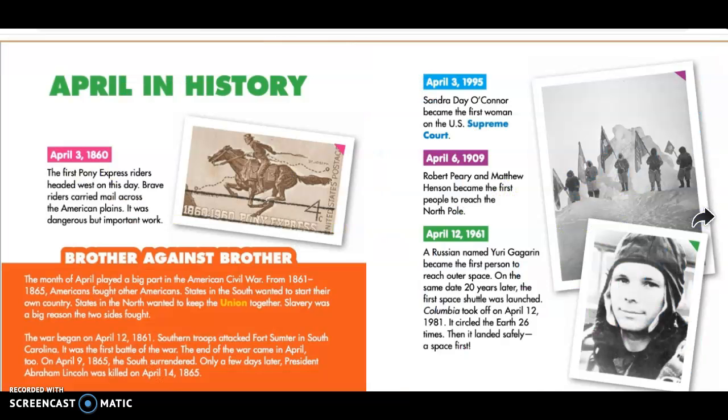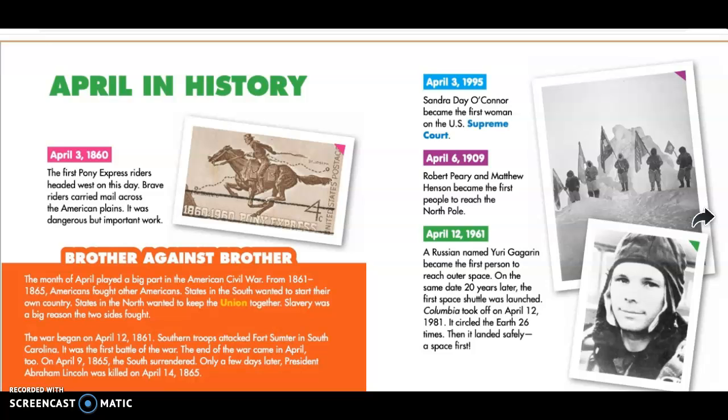April in history. April 3rd, 1860. The first Pony Express riders headed west on this day. Brave riders carried mail across the American plains. It was dangerous but important work. April 3rd, 1995, Sandra Day O'Connor became the first woman on the U.S. Supreme Court. April 6, 1909, Robert Peary and Matthew Henson became the first people to reach the North Pole.